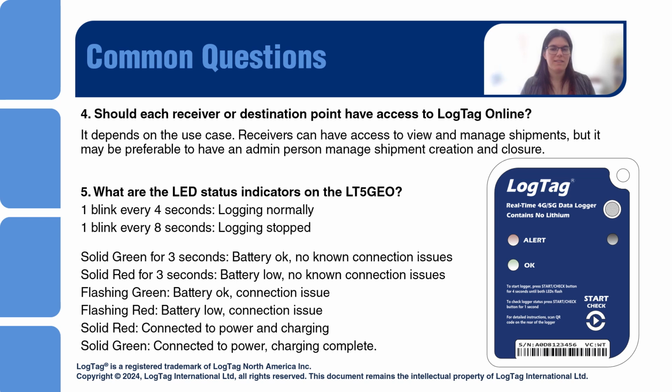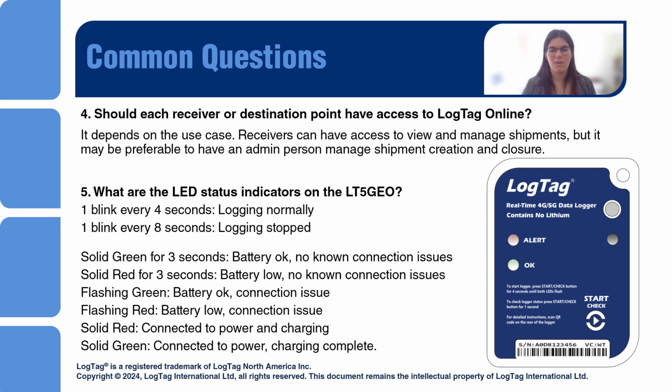Now, we've got a little example here of what the LED status indicators mean on the LT5GEO. These first two here, you don't need to do anything. Once you've started the logger, one of these two will be showing. So first one is one blink for every 4 seconds.